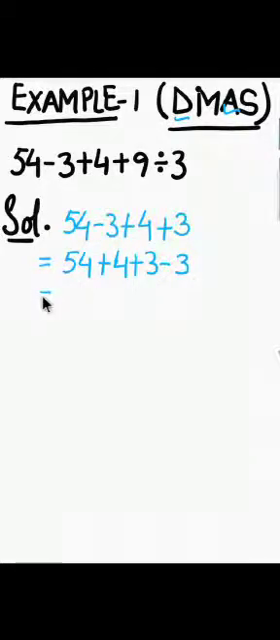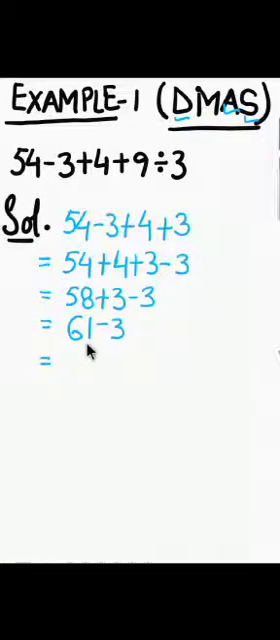So now we are going to add 54 plus 4 becomes 58. Now plus 3 copied as it is, minus 3 copied as it is. Now again one more addition is there. So 58 plus 3 becomes 61, and then minus 3 is left. Now addition is over. We are going to do subtraction now. 61 minus 3 will give you 58. So 58 is the simplified value of this expression.